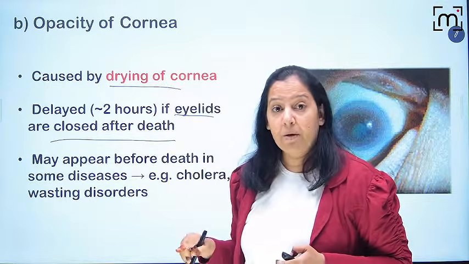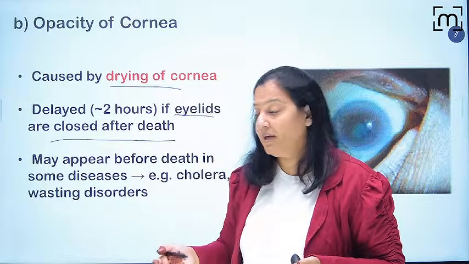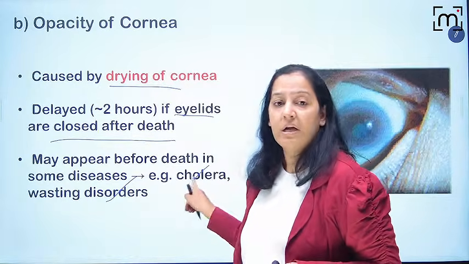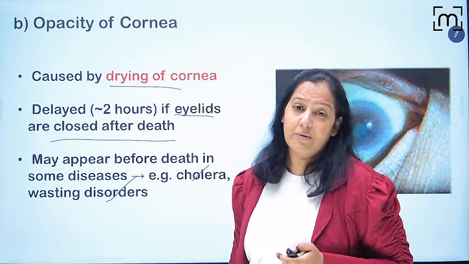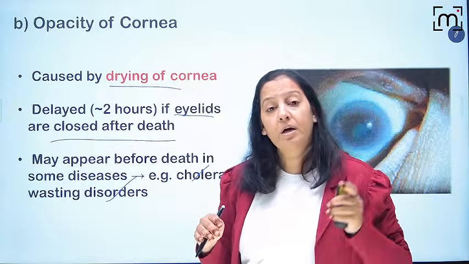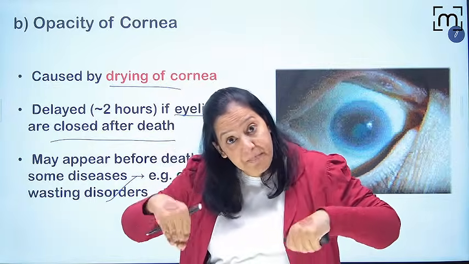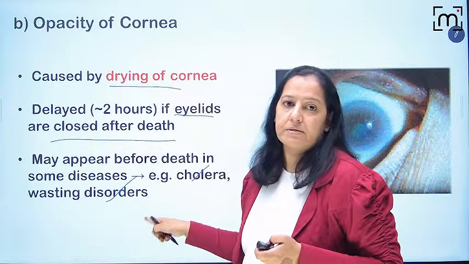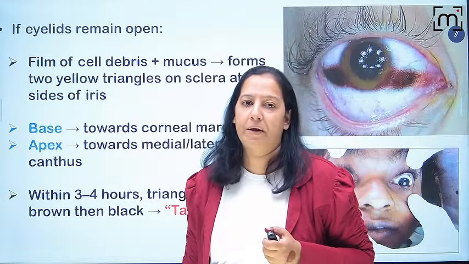Sometimes corneal opacity is lost before death in cases of cholera and wasting disorders. So you should learn these differential diagnoses everywhere. Sometimes the corneal opacity is lost before death in these disorders, cholera and wasting disorders. That is the loss of opacity in the cornea.